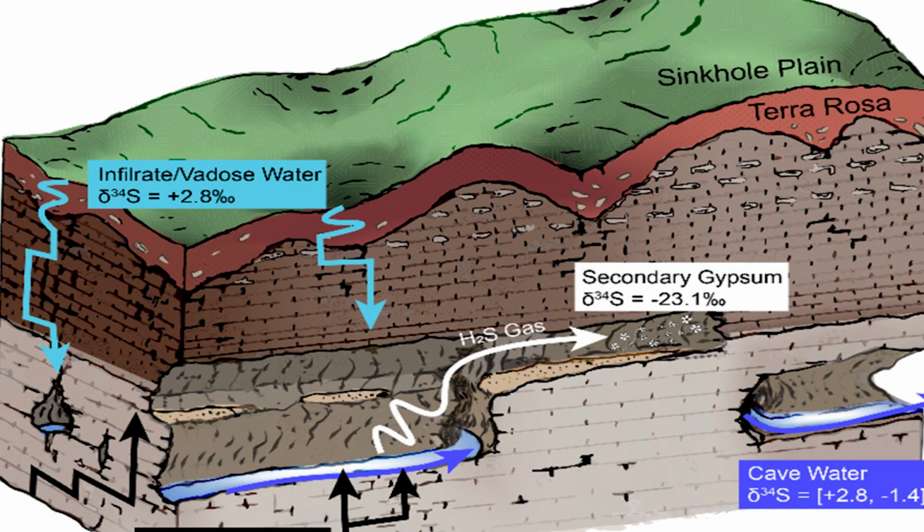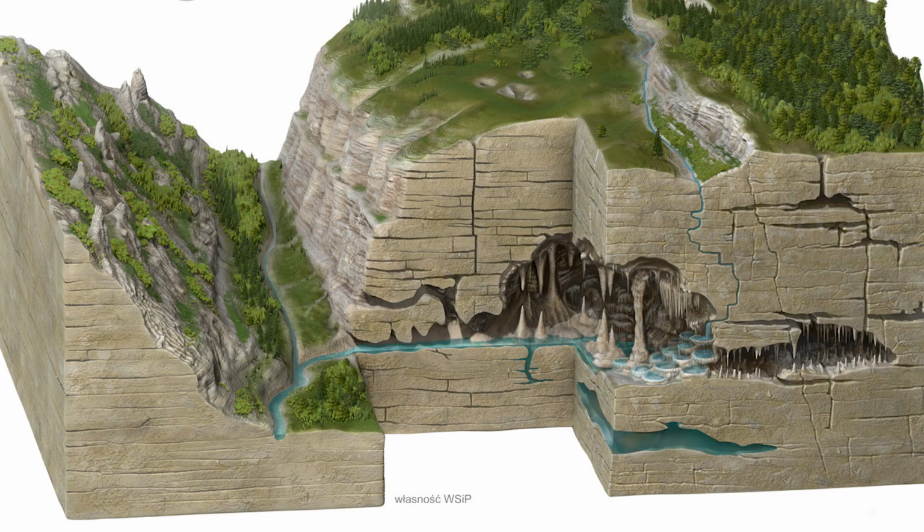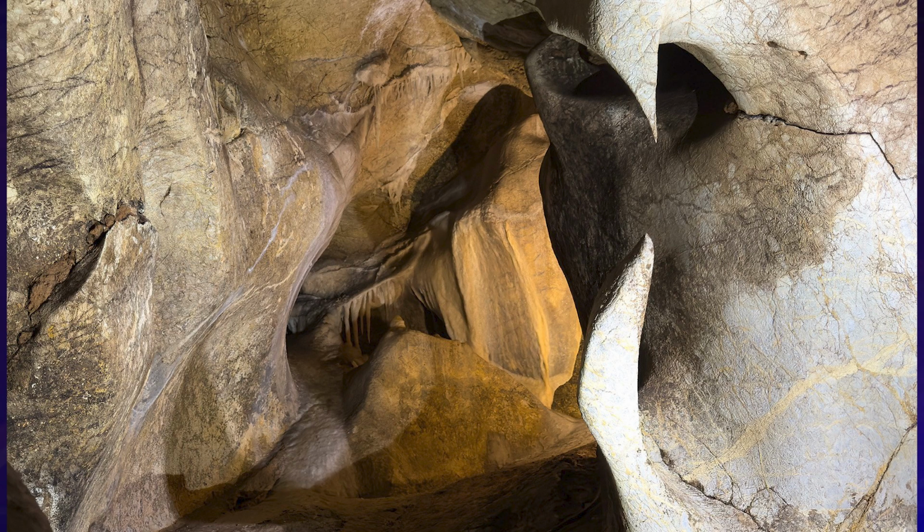Let's understand the formation of karst topography. The formation of karst topography is a complex geological process primarily driven by the dissolution of soluble rocks, particularly limestone, due to acidic water. Rainwater absorbs carbon dioxide from the atmosphere. When it reaches the soil, it transforms into a weak carbonic acid, facilitating the erosion of limestone bedrock through a process known as chemical weathering.